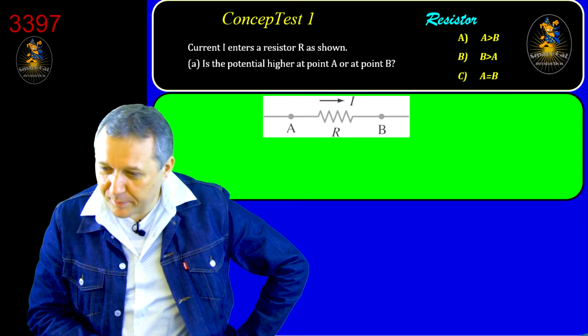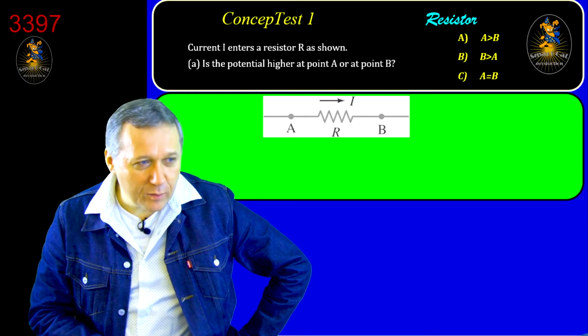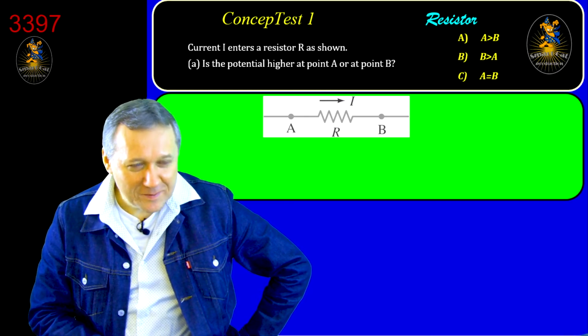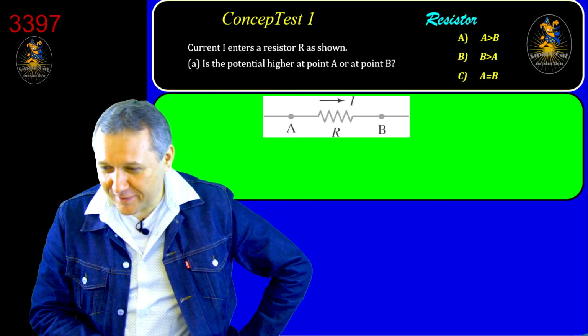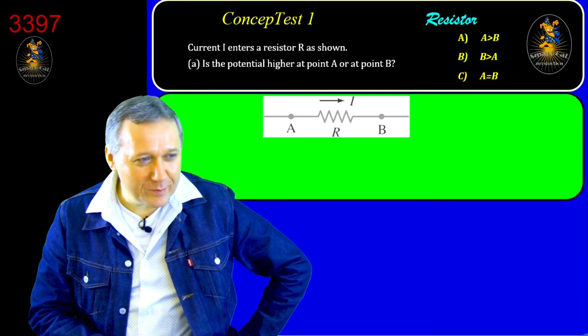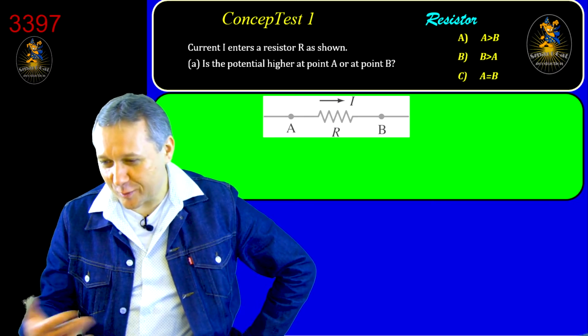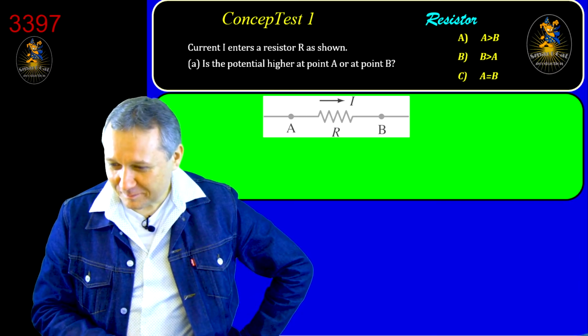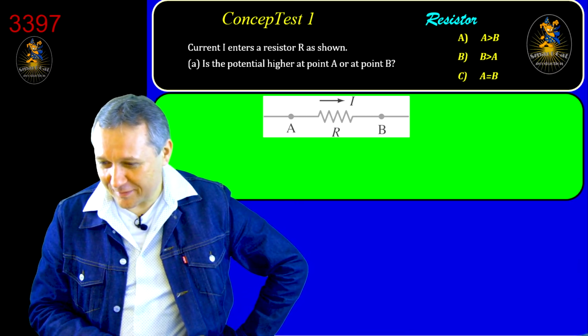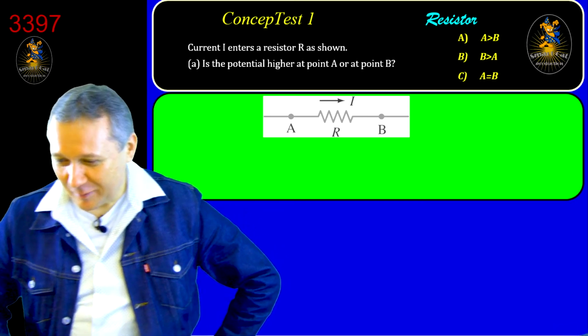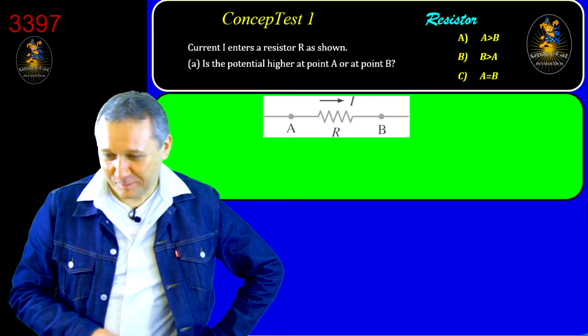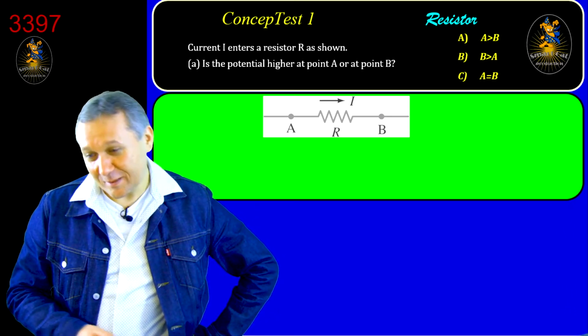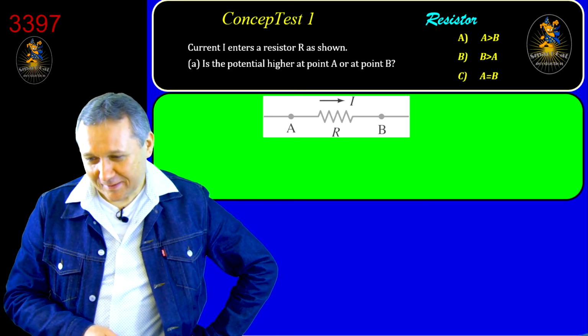Some people believe that potential is the same, but then how come that current is flowing? If potential is the same, then the current will never be able to flow, right? Electrons will, okay, so now that option is going down. Right? Now everyone changed their mind.